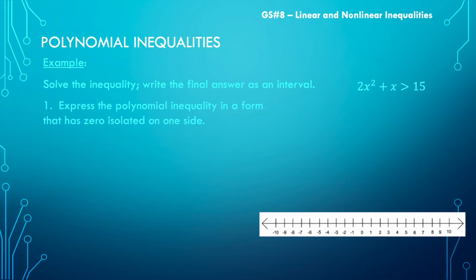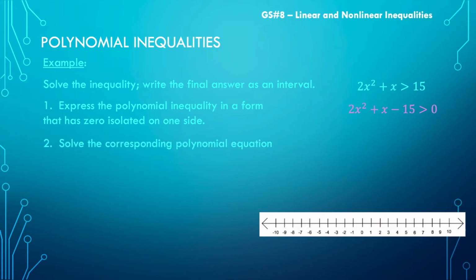So remember that our first step is to express the polynomial inequality in a form that has 0 isolated. So we're going to just shift that 15 from the right-hand side to the left-hand side by subtracting it on both sides. And we'll end up with a revised inequality that looks like this: 2x squared plus x minus 15 is greater than 0. All right, so step 1 is done.